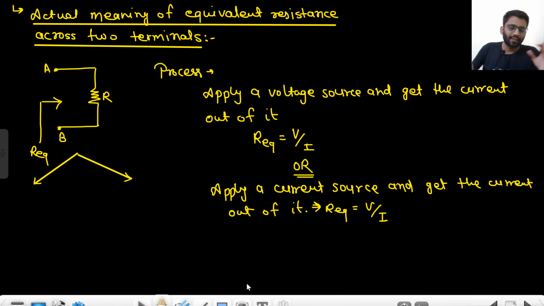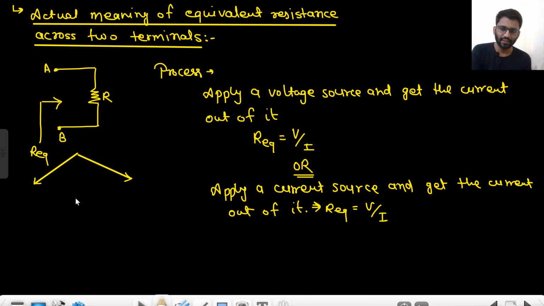Just before starting the infinite grid problems, I just want to give you one simple process that I have already told. Like what is the actual meaning of equivalent resistance across two terminals? I told you what is the actual meaning. You apply a voltage and get a current through it. That is the actual meaning.